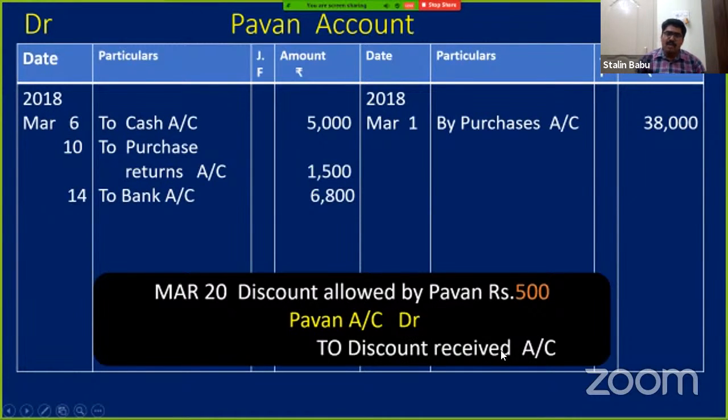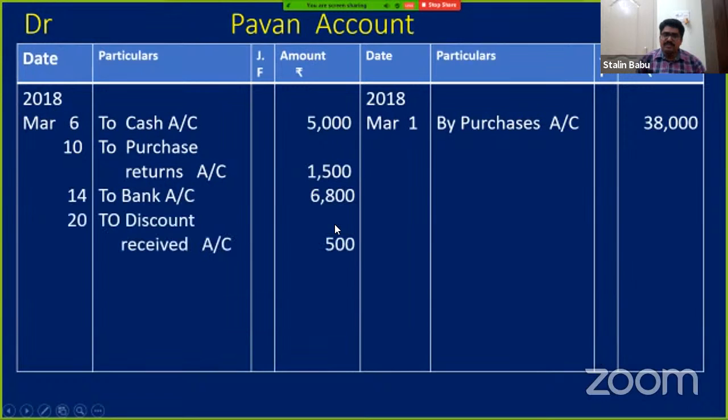Discount received is a nominal account. It is an income. Debit all expenses and losses, credit all incomes and gains. So the entry is Pawan account debit to discount received account. So here Pawan account is debited. So we have to post on debit side. What is the transaction date? March 20th. March 20th in date column. In purchase column, write the name of the account credited, that is discount received account, to discount received account in the purchase column, and write the 500 amount in the amount column.